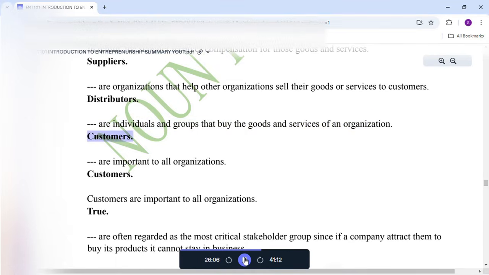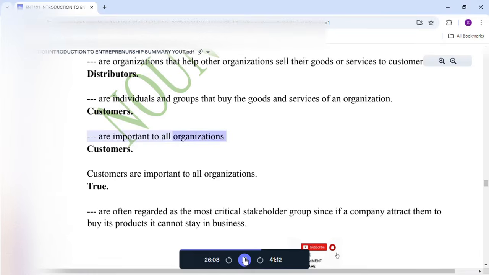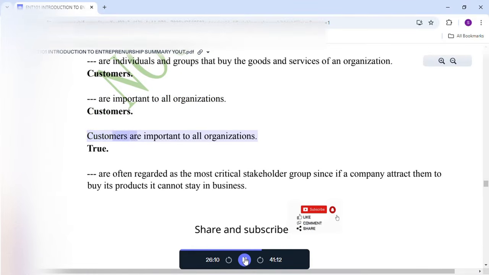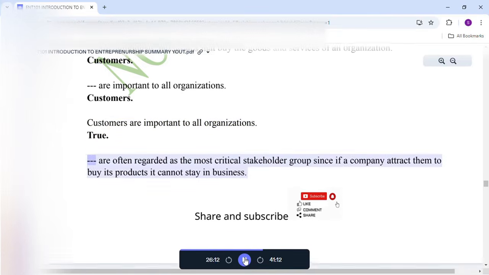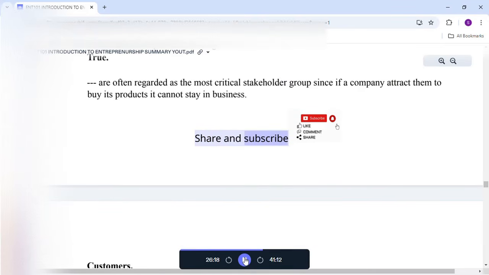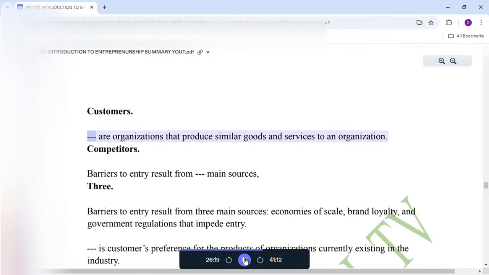Customers are important to all organizations. True. Customers are often regarded as the most critical stakeholder group, since if a company cannot attract them to buy its products, it cannot stay in business.